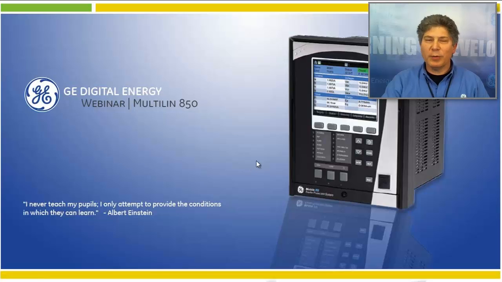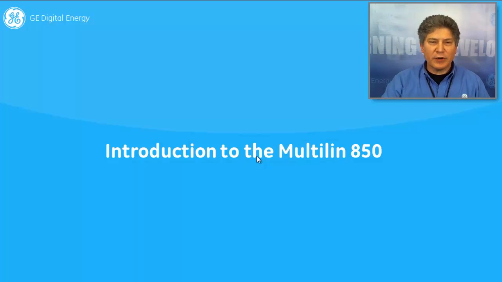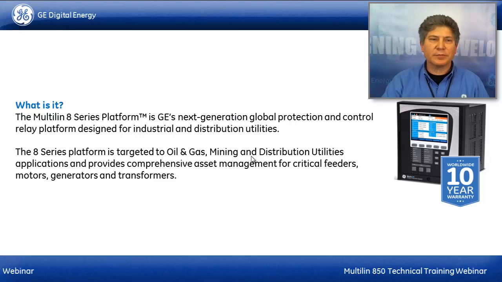Terrific. Okay, we'll begin. So this is our introduction to the Multilin 850. So what is it? The Multilin 8 series platform is GE's next generation global protection and control relay platform designed for industrial and distribution utilities. So we're hitting all the different application types with the new 8 series. That's going to be, I don't want to say replacing the SR series, but heavily competing with it.